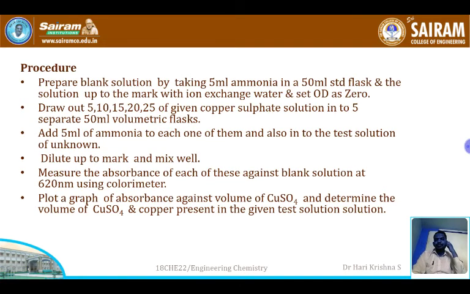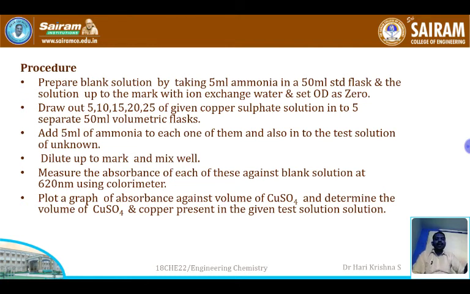So what is the procedure? We'll have six standard flasks named blank, 5, 10, 15, 20 and 25. Along with that, you will have one test solution. For each one of them, for the flask named blank, you are going to add 0 ml of copper sulfate. For the standard flask named 5, you are going to add 5 ml, then 10 ml, and similarly up to 25, you are going to add 25 ml of copper sulfate. To the test solution, you are going to give an unknown volume of copper sulfate solution.